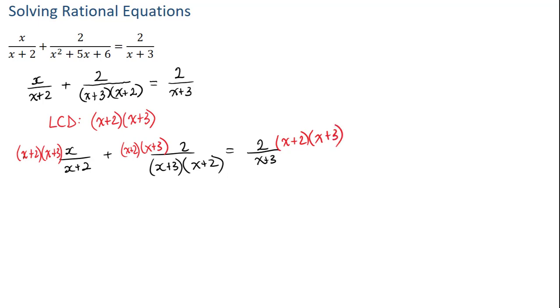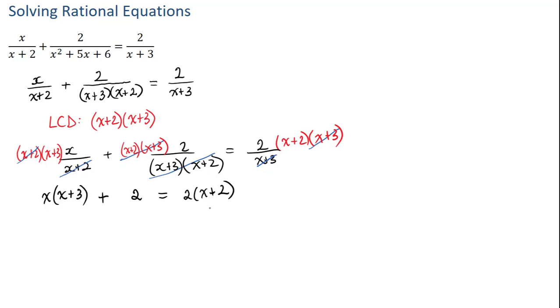It should eliminate all the denominators. x plus 2 eliminates x plus 2 in the denominator. The whole least common multiple is gone in the second term, and x plus 3 cancels x plus 3 in the denominator. So let's see what we have left. x plus 3, we'll just put x in front to show the multiplication, and plus 2 equals 2 times (x plus 2). No more denominators. So now we have something that we can work with.